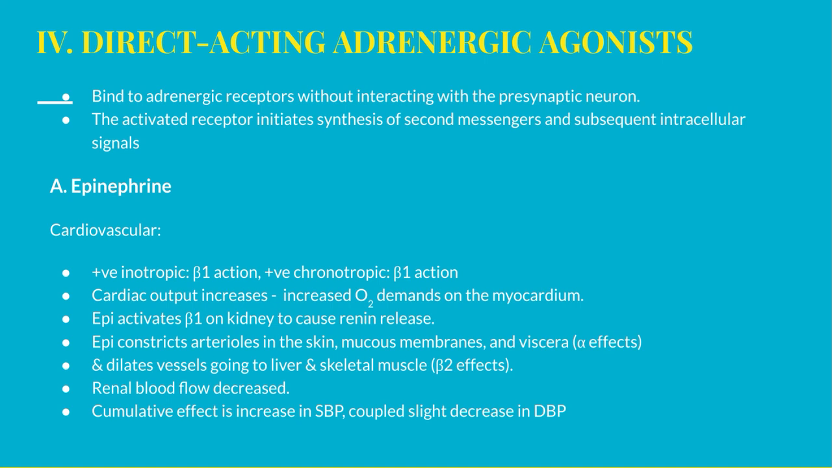Next thing is that epinephrine constricts arterioles in the skin, mucous membrane and viscera, and it dilates vessels going to liver and skeletal muscle. So this is because of beta 2 action. Okay. Now this is easier also. You tell me, all of you, if there is epinephrine, that means which system is active? Rest and digest or fright, fight, flight? Which system do you think?